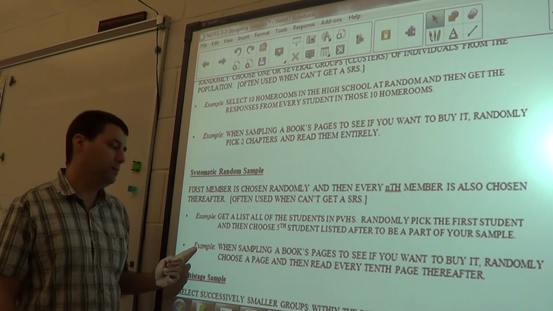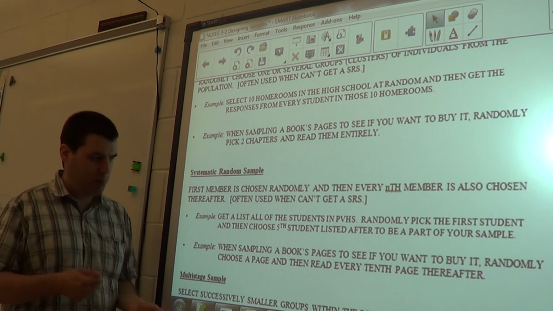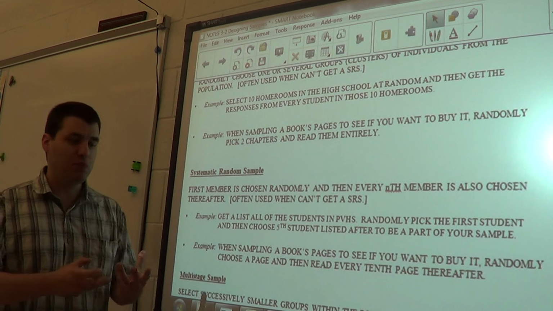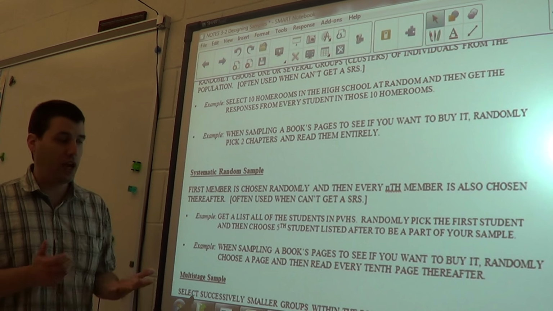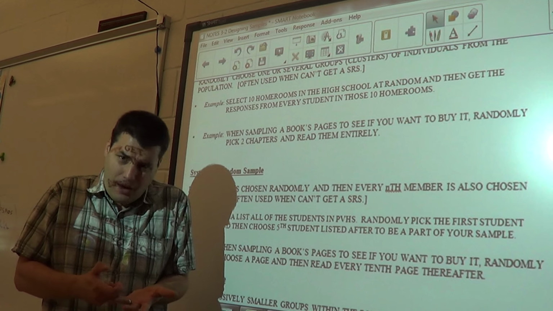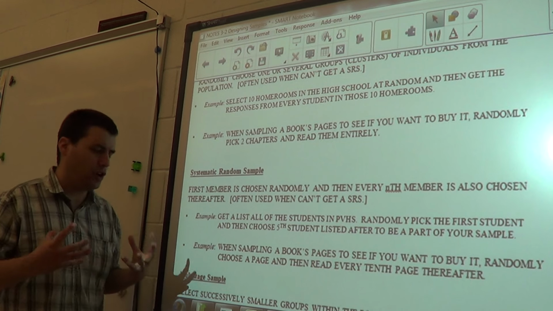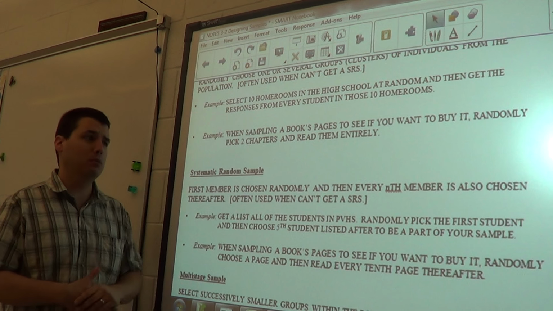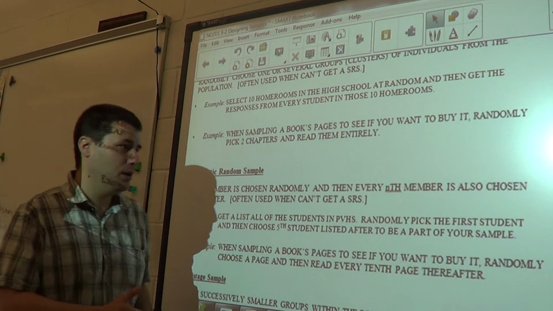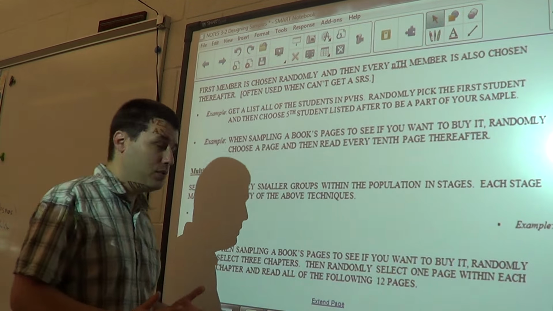The book example, when you're sampling a book's pages to see if you want to buy it: you randomly pick a page and then you read every 10th page, say, thereafter. Right? This is actually a pretty common way people do it. You usually look at the beginning and you just flip about the same amount, flip about the same amount. That's a very ad hoc, not super structured way to do it, but that's a pretty common way people do things, and it works pretty well.